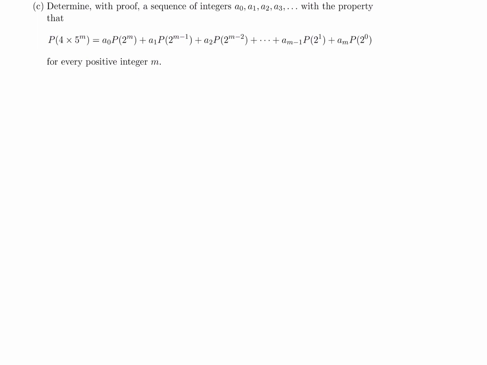Determine with proof a sequence of integers a0, a1, a2, a3 with the property that p of 4 times 5 to the m is equal to a0 p of 2 to the m plus a1 p of 2 to the m minus 1, all the way to am p of 2 to the power of 0, for every positive integer m. Well, p of 4 times 5 to the m is what they've given us. And as I have, I think, previously discussed, the value of p depends on the structure of the prime factorization, not on the actual primes.